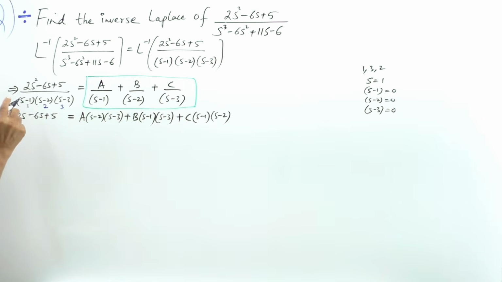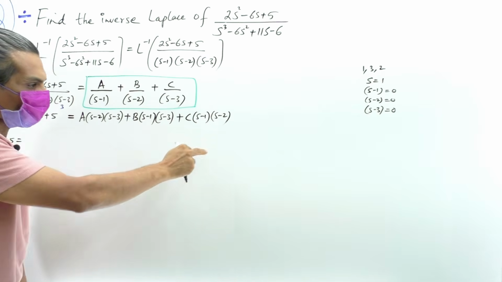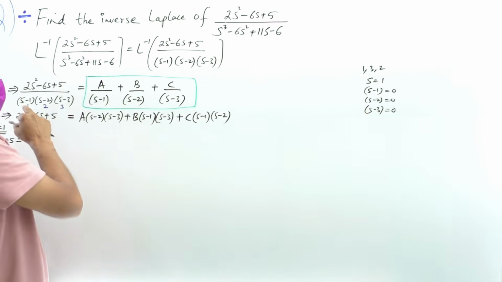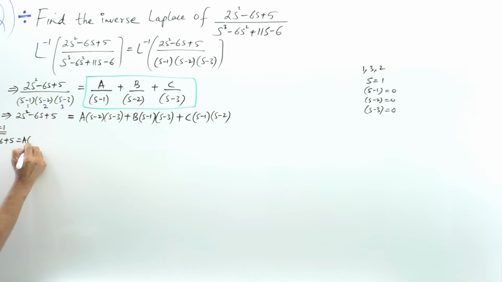So when you put S is equal to 1, in place of S put 1, so 2 minus 6 plus 5 equals, see, if you put 1 here, 1 minus 1 is 0, 1 minus 1 is 0. So when I put S is equal to 1, this term and this term cancel. So here A into 1 minus 2 is minus 1, 1 minus 3 is minus 2. So this will be 2 minus 6 is minus 4, plus 5 is 1, equal to 2A. It implies A equals 1 by 2. So I have A is equal to 1 by 2 here.